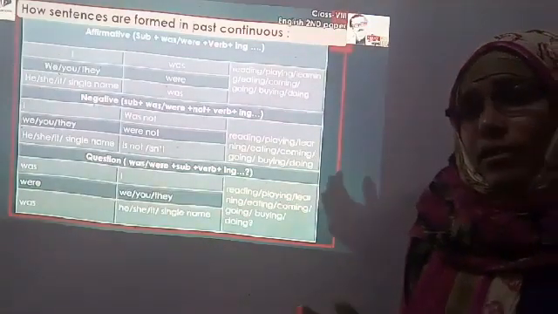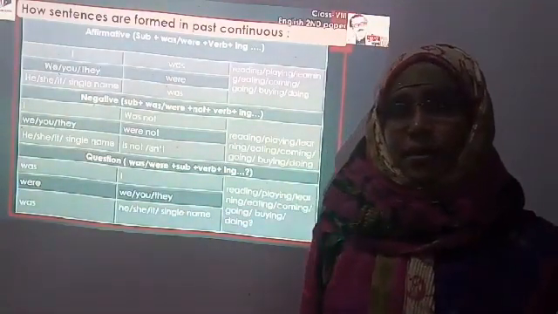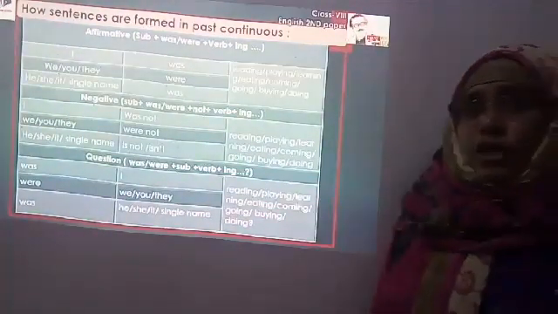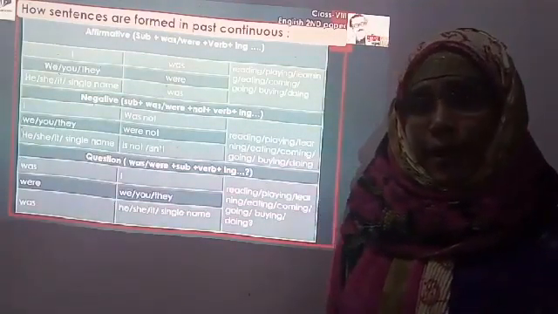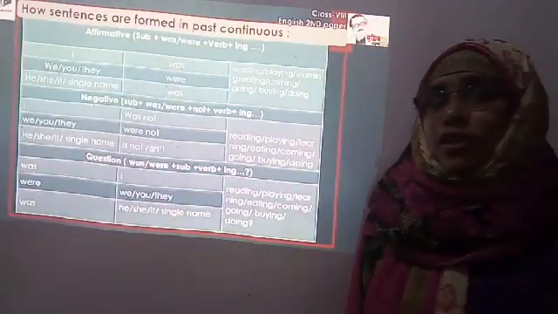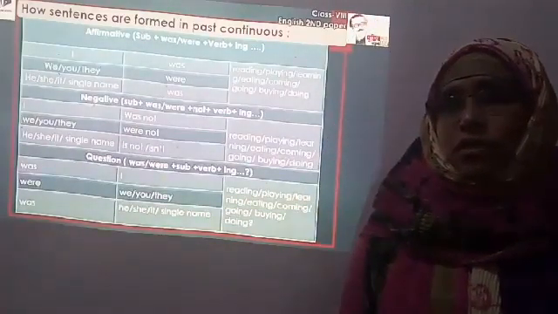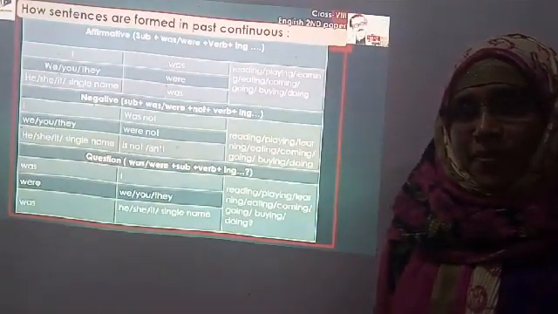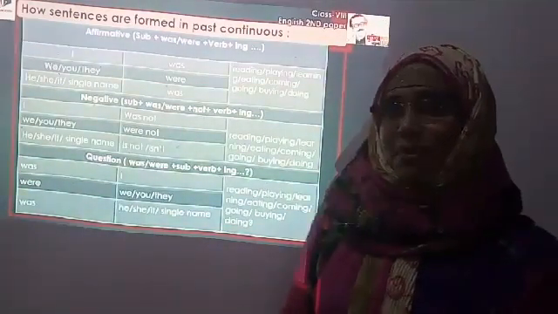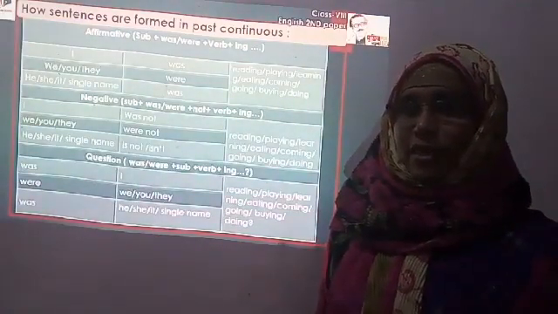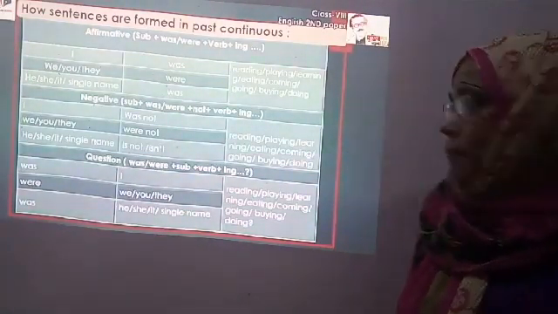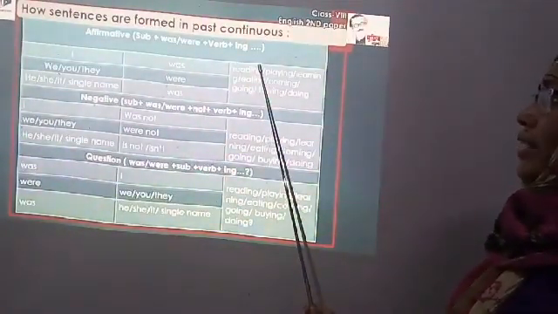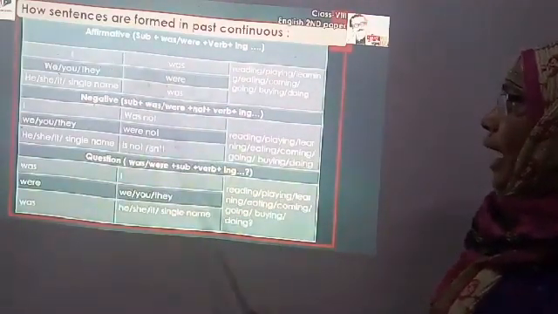Just match the two continuous tenses: present continuous auxiliary verbs am, is, are, and past continuous auxiliary verbs was, were. Present continuous is the present situation, the action is going on, and past continuous is past time, the action was going on. What are the differences between present continuous and past continuous? Just the auxiliary verb. So find the subject, was or were, and the verb will take -ing. I was reading, I was playing.